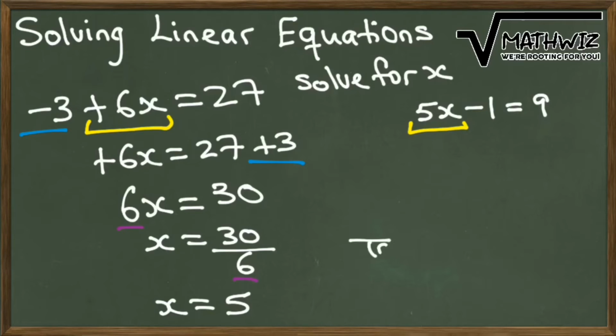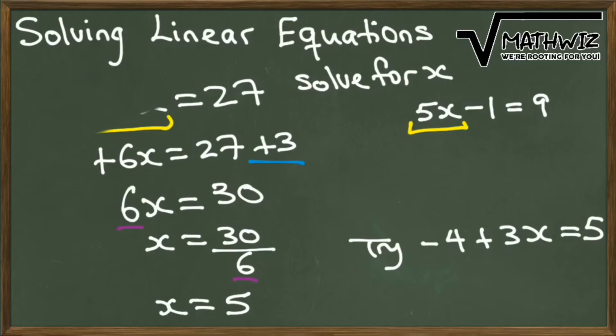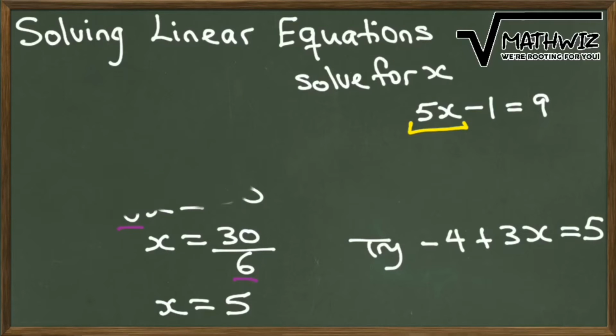All right, once you're through with that, again, very much like our first example, you can go ahead and try minus 4 plus 3x is equal to 5. So you can go ahead, pause the video, and then when you're finished, press play for the solution.